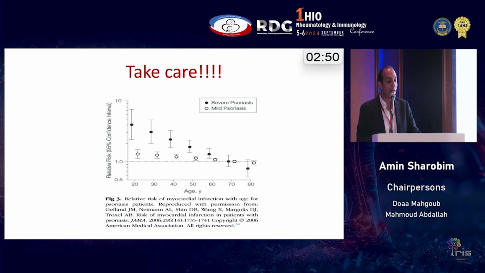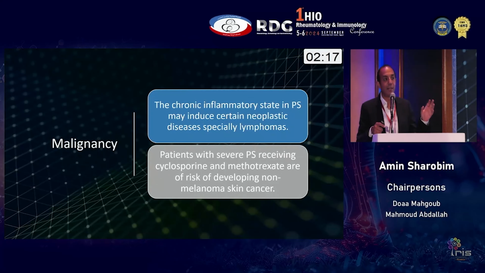Take care that the relative risk of myocardial infarction is increased with the decrease of age. So the risk is increased at the age of 20 years because the patient will have a longer chance to develop atheroma and atherosclerosis by time, more than the patient at 70 or 80 years, who also has a smaller lifespan to develop the atheroma and the atherosclerosis. So early intervention is very important to decrease the risk of myocardial infarction in this patient.